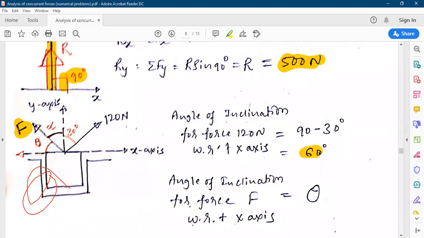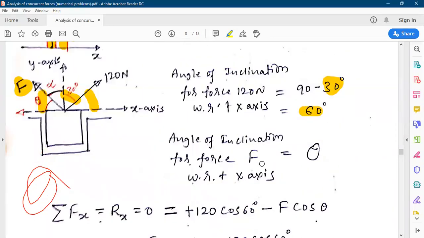angle with respect to x-axis. Since this angle is given with respect to y-axis, convert this into x-axis. So that is 90 minus theta. 90 minus 30 degree is equal to 60 degree. Similarly, let us write the angle of inclination with respect to x-axis for force F is theta. So angle of inclination for force F is equal to theta. This we have written.